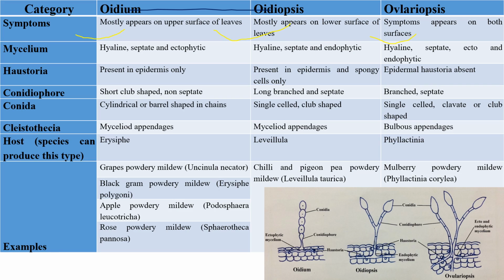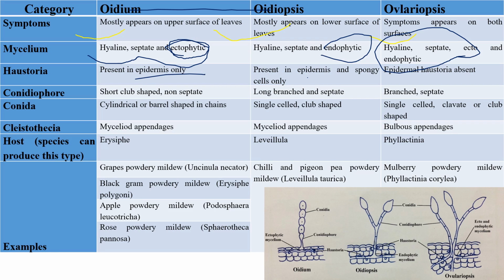The mycelium is generally hyaline, septate, and ectophytic. In the previous slide we have seen ectophytic. Ecto means outside, the mycelium is present outside in oidium. Endophytic means inside, that is oidiopsis. When it comes to ovulariopsis, the mycelium is both ectophytic and endophytic. Haustoria: epidermal haustoria only are present. Haustoria are sponge-like, but epidermal haustoria are present in the ovulariopsis type.